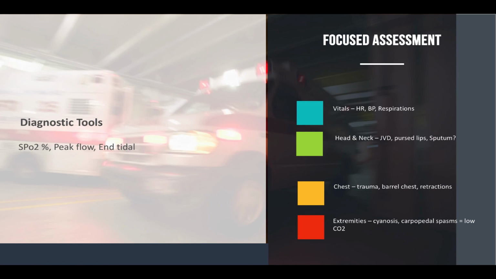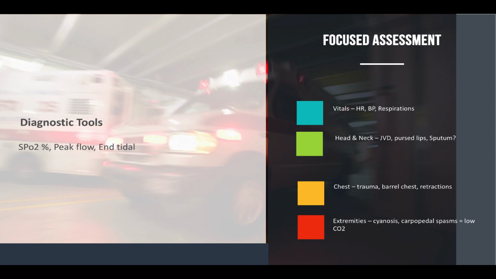And don't forget your end tidal CO2 as well. If you have a patient intubated, or sometimes some places have the capnography reading you can use with a nasal cannula. Those are expensive devices. A lot of agencies don't use them because they do cost, but it can help you assess your patient, especially those COPD patients. And then we have peak flow as well.